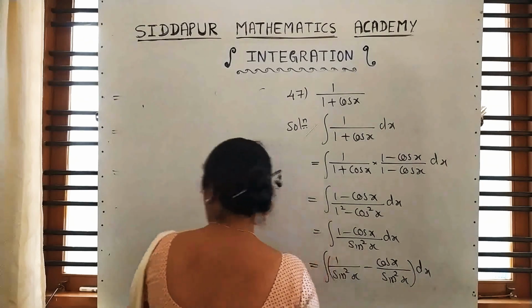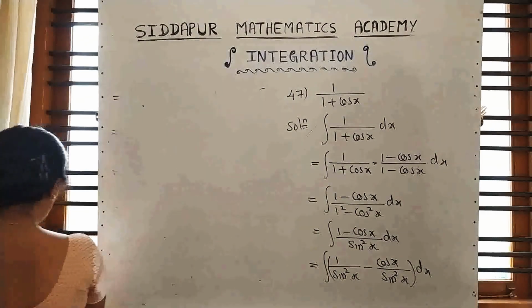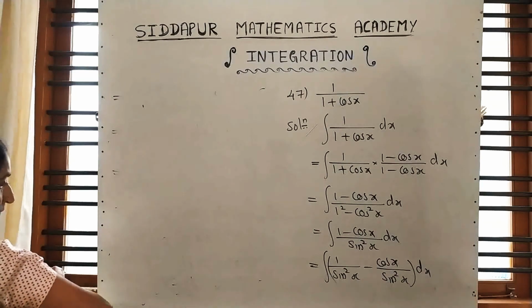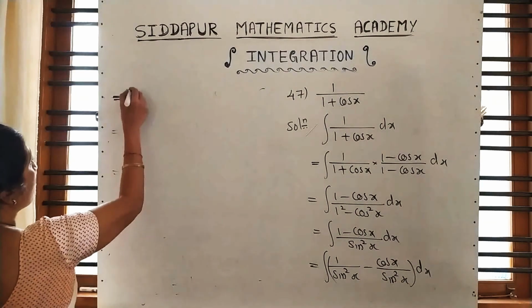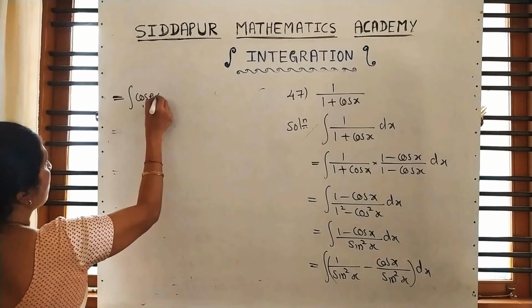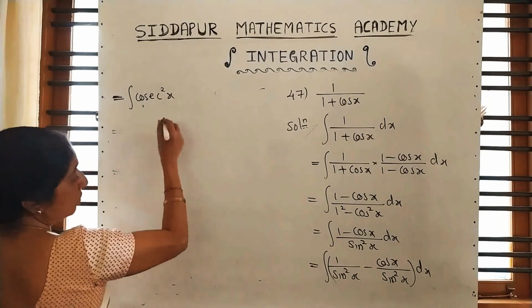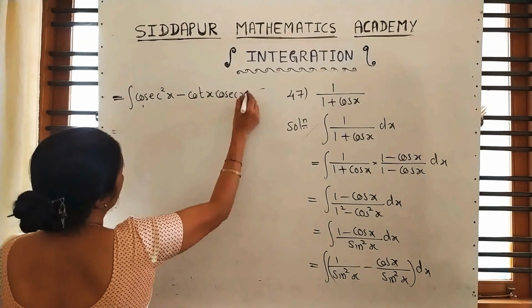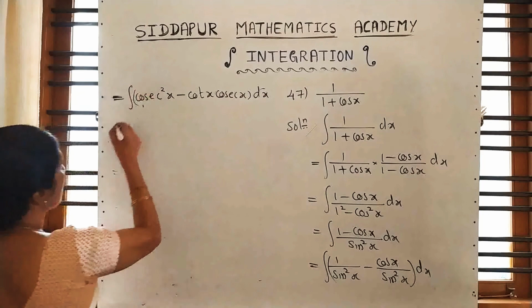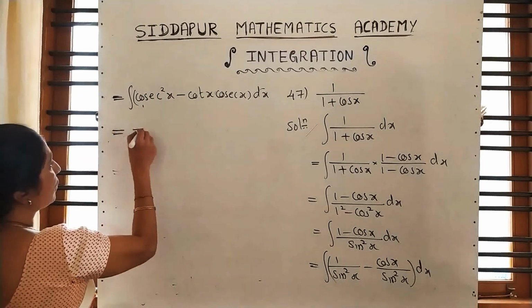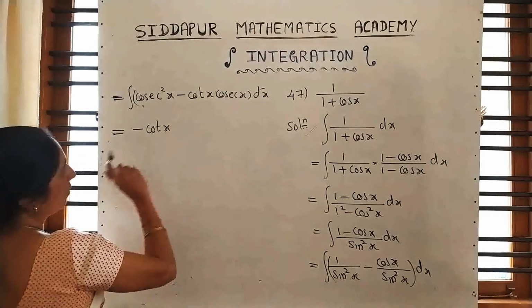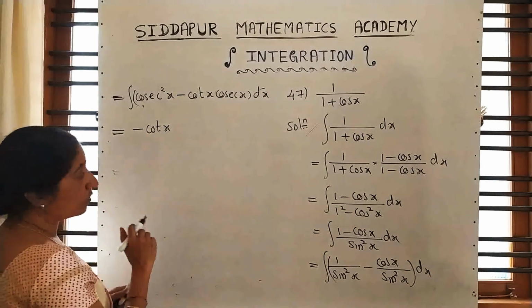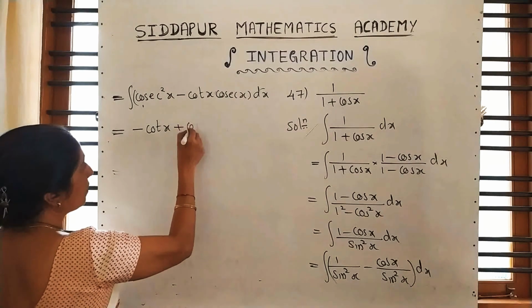Are you familiar with the conversion? Yes. What is the conversion of 1 upon sin square x in the simplest form? In the simplest form 1 by sin square is cosecant square x. Cos by sin square x is cot x into cosecant x. Now, what is the integration of cosecant square? Minus cot. What is the integration of cosecant into cot or cot into cosecant? Minus cosecant. Already minus is there. It becomes plus.